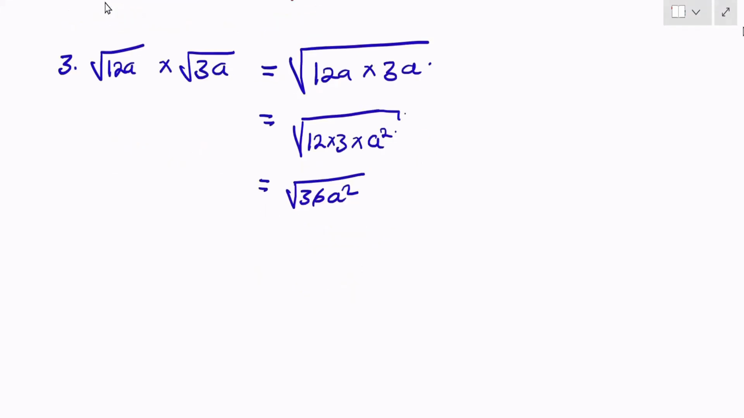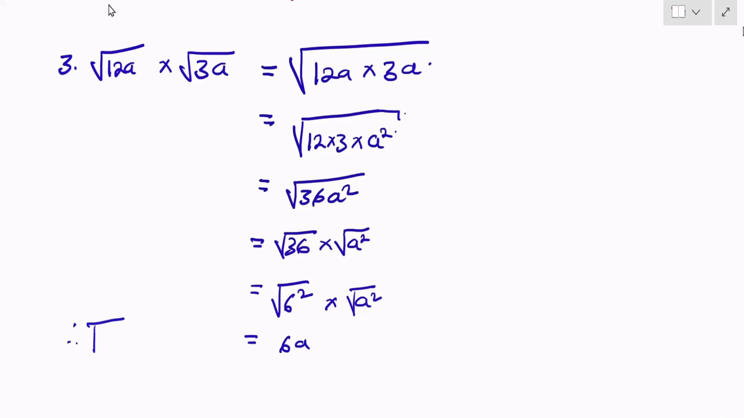Now when we split this, we are going to have the square root of 36 multiplied by the square root of a squared. So this is the same as the square root of 6 squared, because 6 squared gives us 36, multiplied by the square root of a squared. From this step, we see that this square root cancels with this, and also this with that. So we are going to have 6 multiplied by a to have 6a, implying that the square root of 12a multiplied by the square root of 3a equals 6a. So that becomes our correct answer.